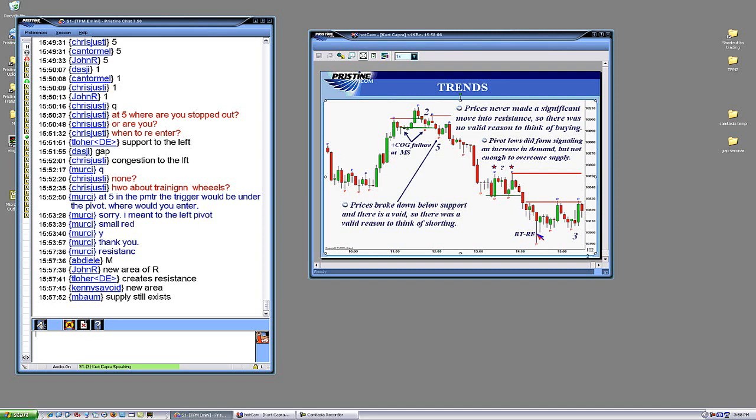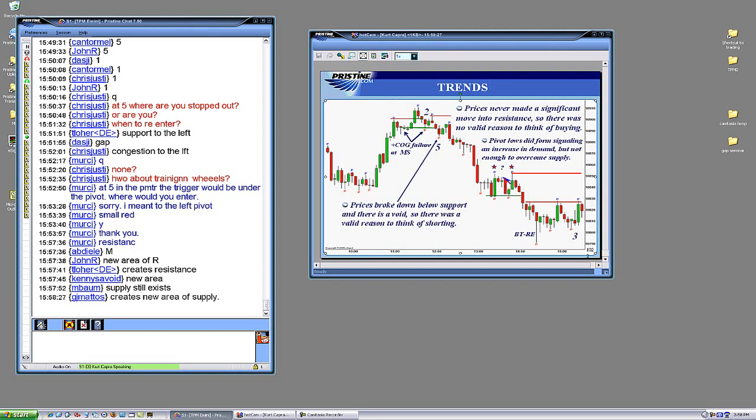Then we got this bottoming tail range expansion bar, and things started to stabilize a bit more significantly at that point. So because the trend was down, we're not even thinking about going long. This does tell us that stabilization is taking place, but again, the double top here creates resistance, and then we want to be looking to short.